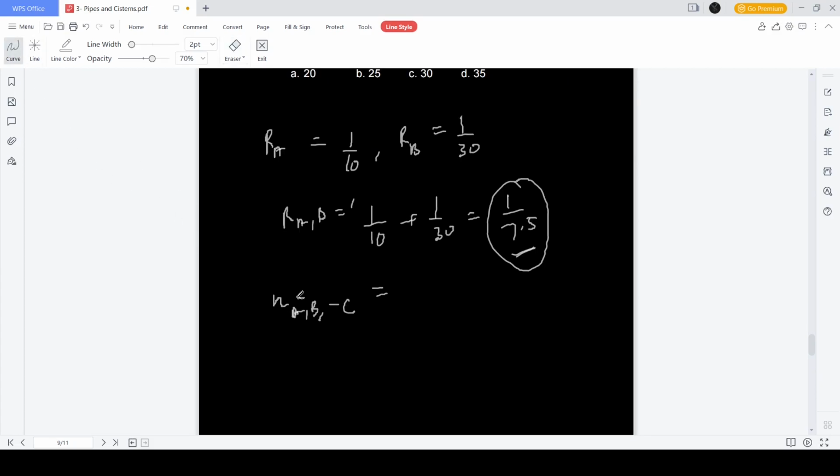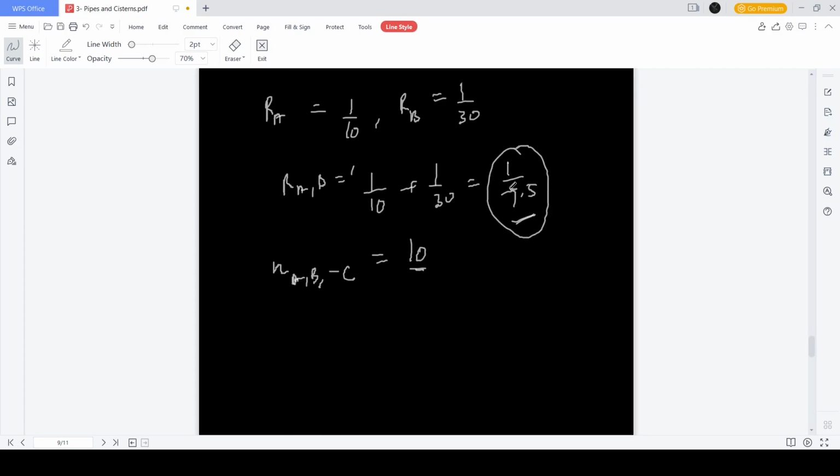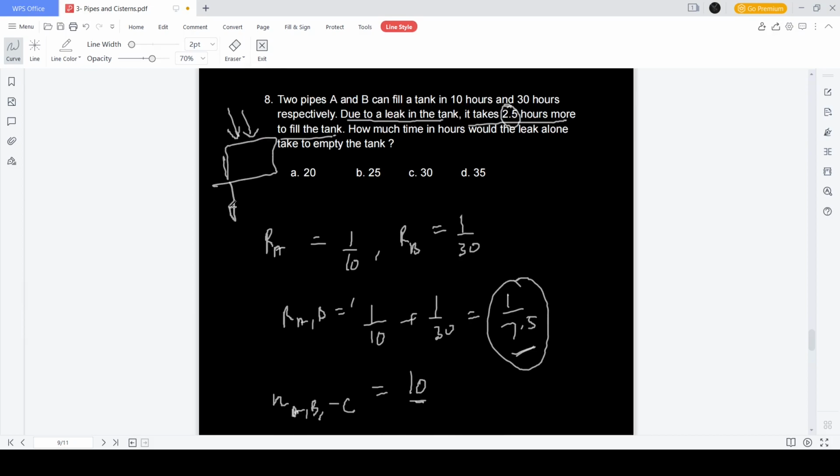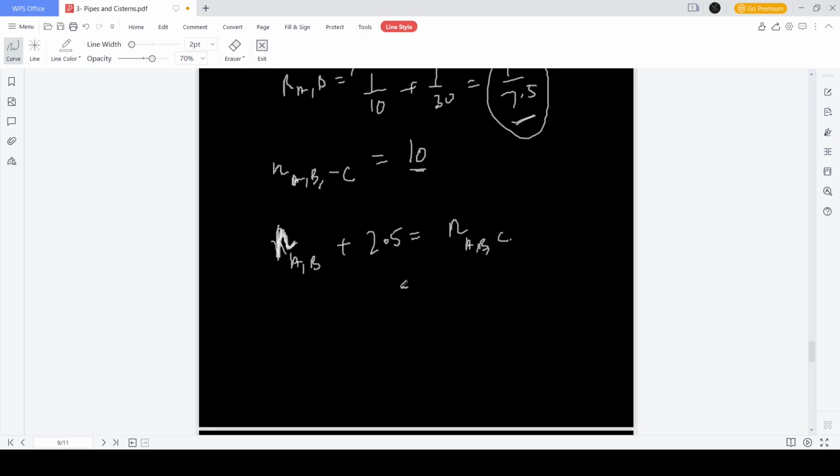So the number of hours that A, B, and C take, it will be 10 hours, because this is 1 by 7.5, and this takes 2.5 hours more. Now the number of hours A and B took plus 2.5 hours is equal to the number of hours A, B, and C took. Let's assume that C is the one emptying the tank, the leak. So we have to find the rate of C basically.